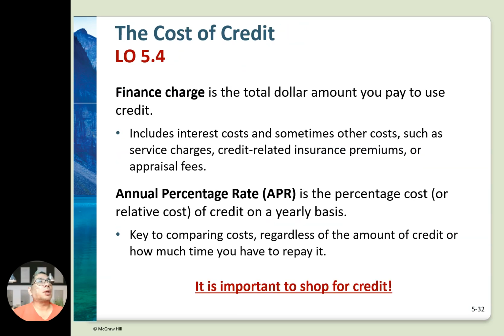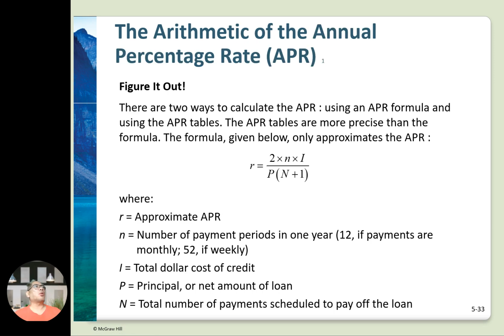Number four, finance charges. The finance charge is the total amount you pay to use credit. It includes the interest cost and sometimes other costs such as service charges, credit-related insurance premiums, or appraisal fees. The annual percentage rate is the relative cost of credit on a yearly basis. It is key to comparing cost regardless of the amount of credit or how much time you have to pay for it.